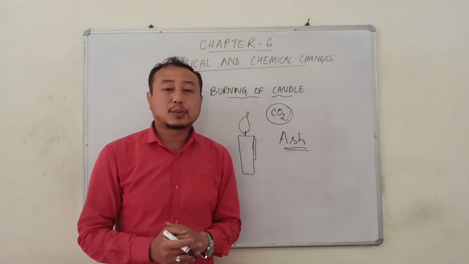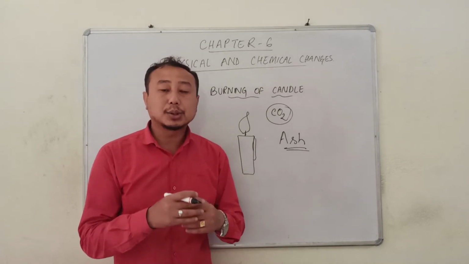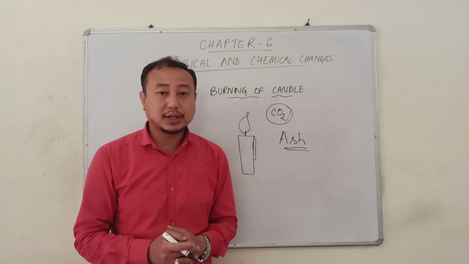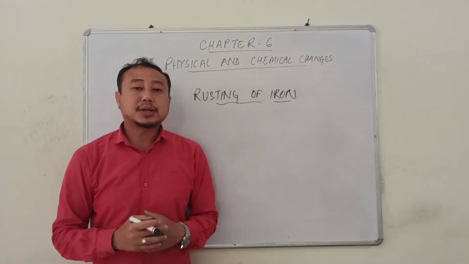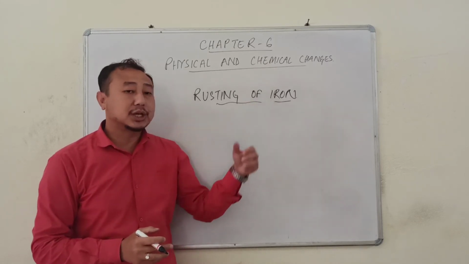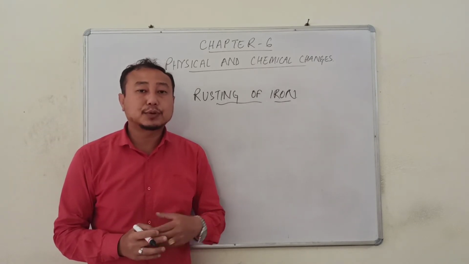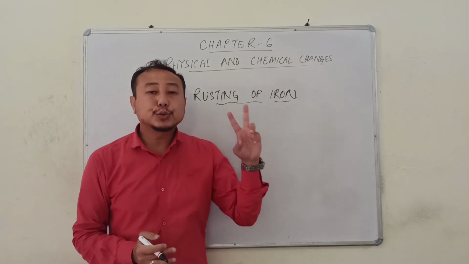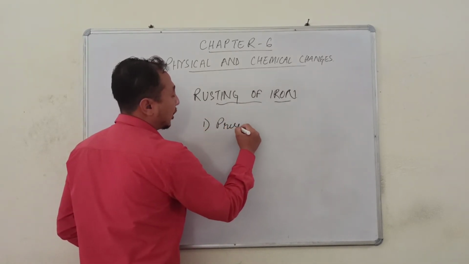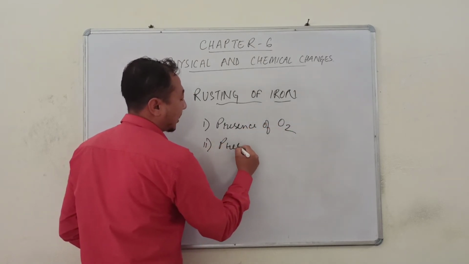Now, let us come to the rusting of iron once again, and let us discuss in detail what happens during the rusting of iron and what the necessary conditions are for this reaction. Rusting of iron is a very common phenomenon that occurs in our surroundings. During this process, iron reacts with the oxygen present in the atmosphere in the presence of water vapor. So, the two necessary conditions for the rusting of iron are the presence of oxygen and the presence of water.